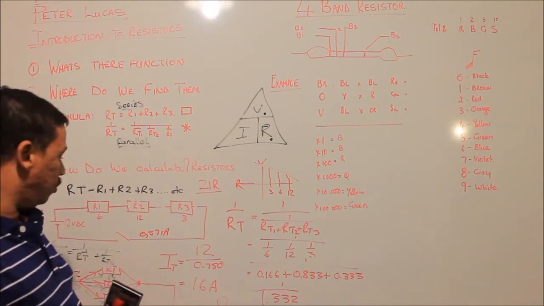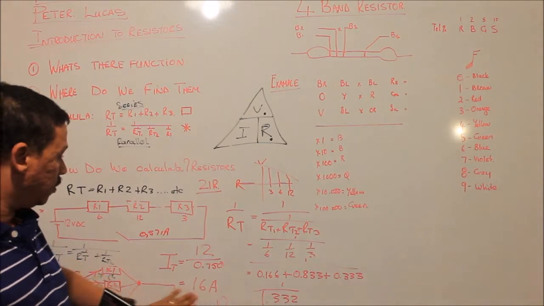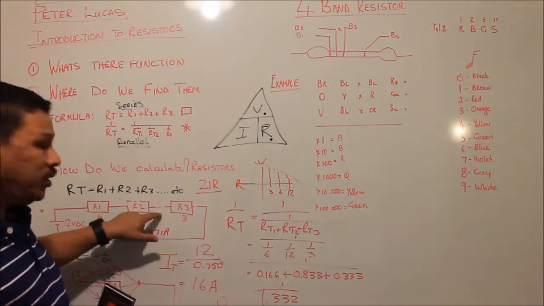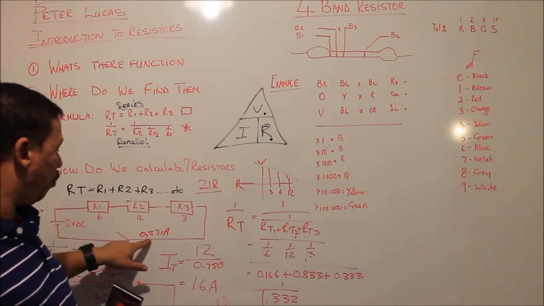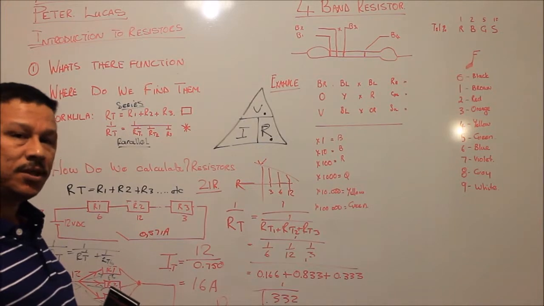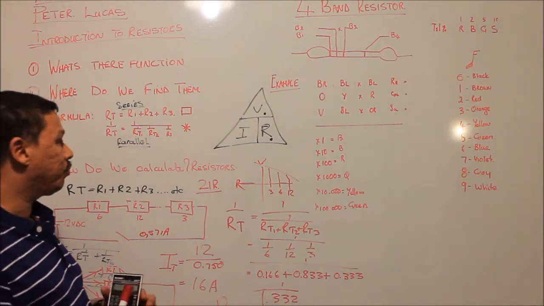If we compare the two, parallel circuits tend to draw a little bit more current. Series circuits draw less current. This series circuit drew 0.571 amps. This one draws 16 amps. A huge difference between the two.